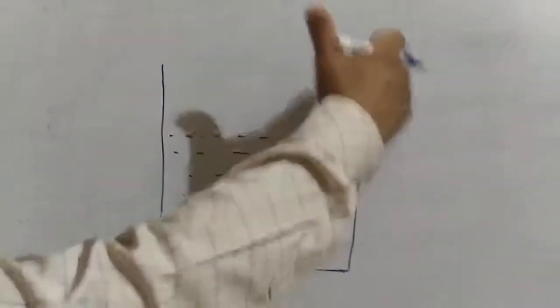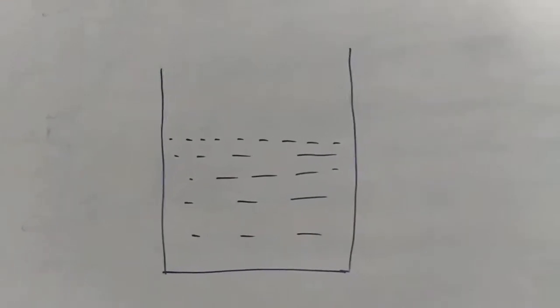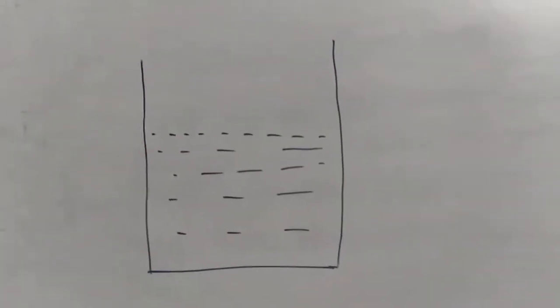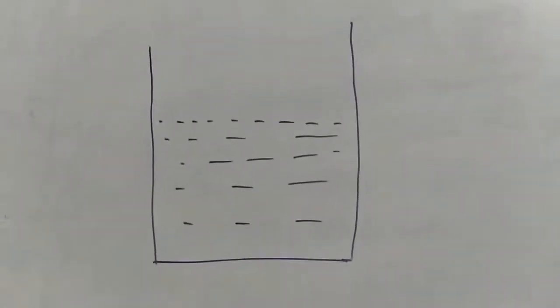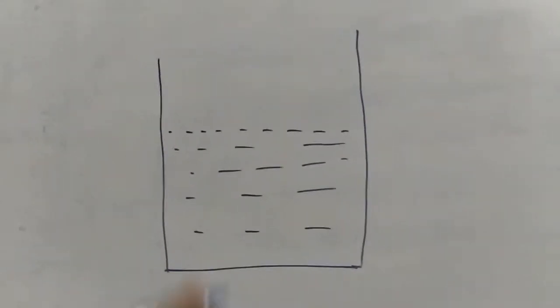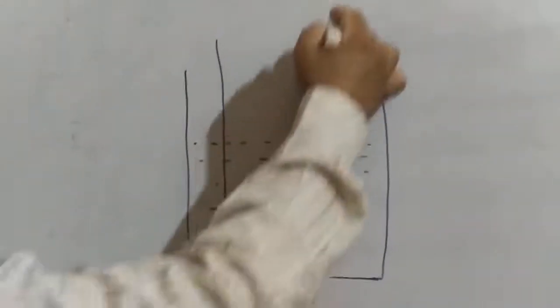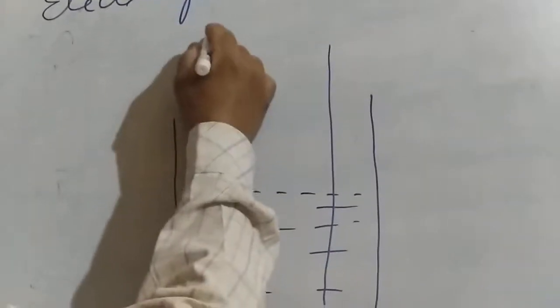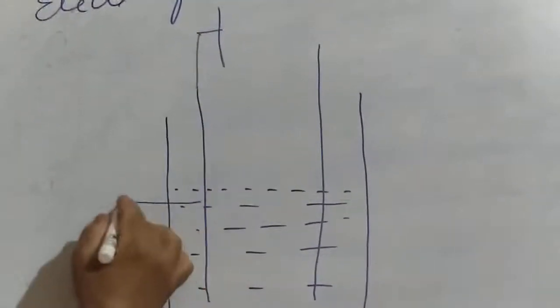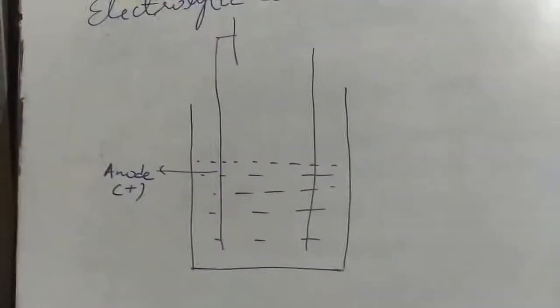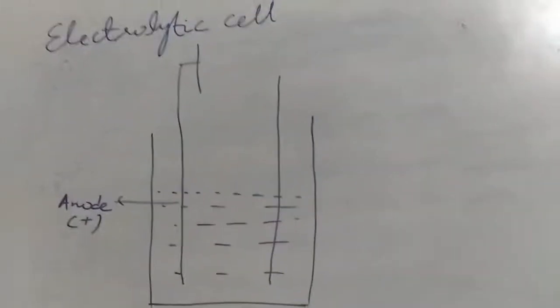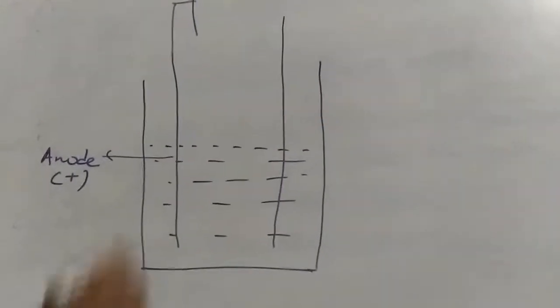This is the electrolytic cell, made up of an insulating material. The substance which we want to electrolyze, we take either in the molten state or in the form of its aqueous solution. The two electrodes we dip into it. The electrode which is connected with the positive terminal of the battery is called the anode, and the anode has a positive charge. Pay attention: in my electrochemical cell, the anode is negatively charged, while in my electrolytic cell, the anode is positively charged.